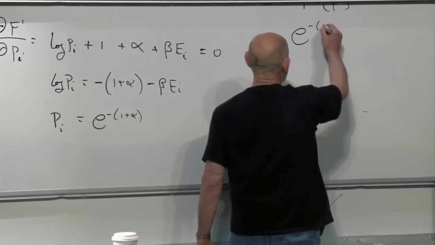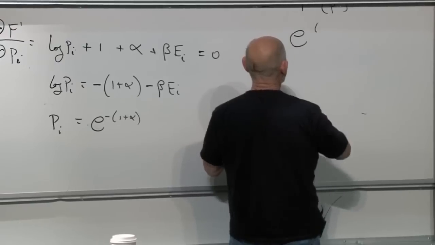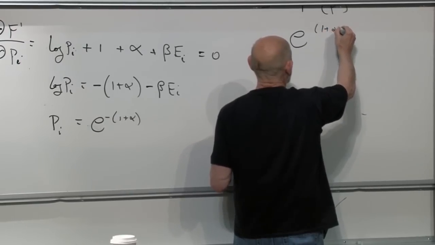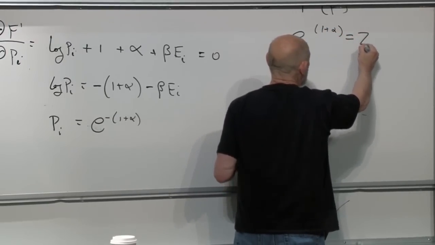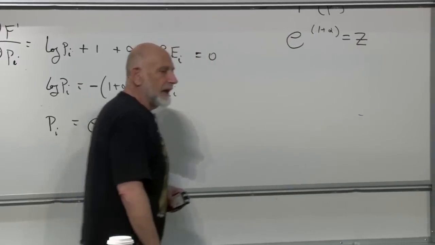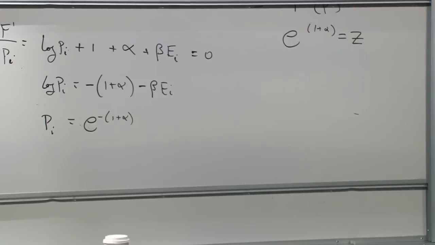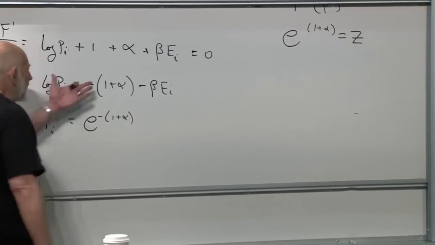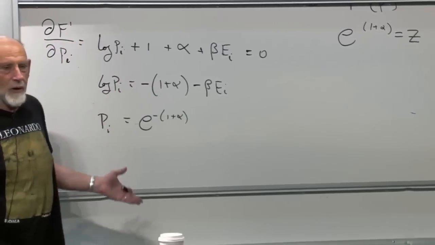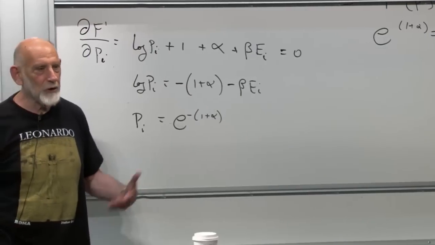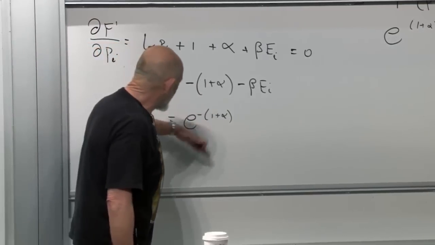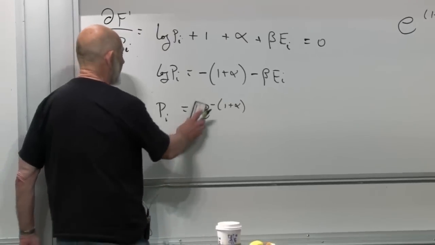e to the 1 plus alpha is called in statistical mechanics z. It has a name. For the moment, I'm not going to write the name, but I didn't know what alpha was, and I don't know what z is. So I haven't lost or gained any information by replacing e to the minus 1 over alpha and calling it 1 over z.